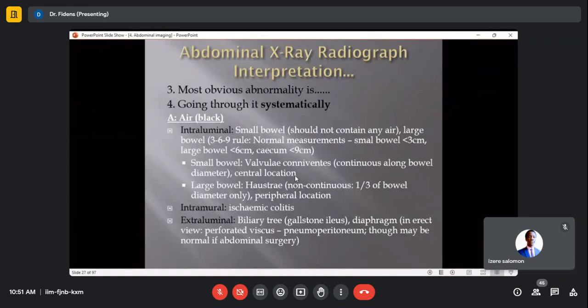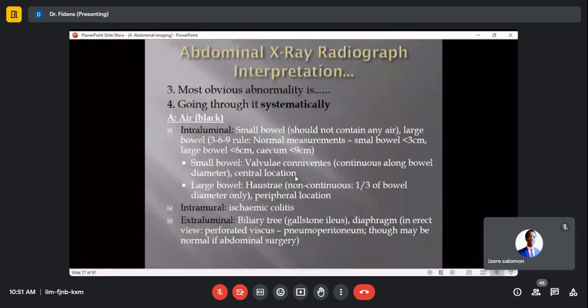But for large bowel, first of all, they are large, as I said. Number two, they are peripherally located. That's normal anatomy. And number three, the folds they have, called haustra or haustrations, do not cross the whole diameter, but only 1/3 of the diameter of the bowel. This is very important, by the way.